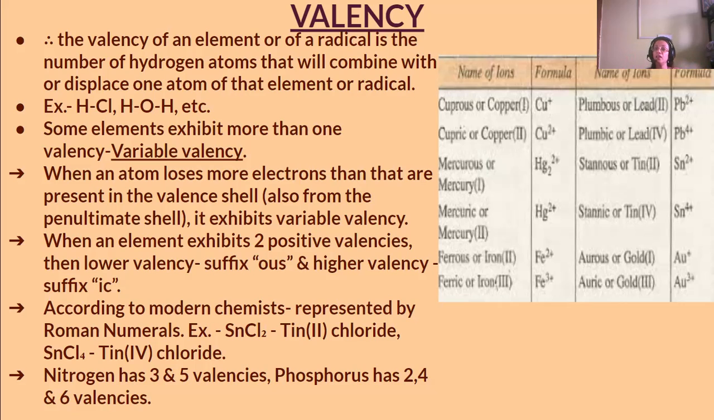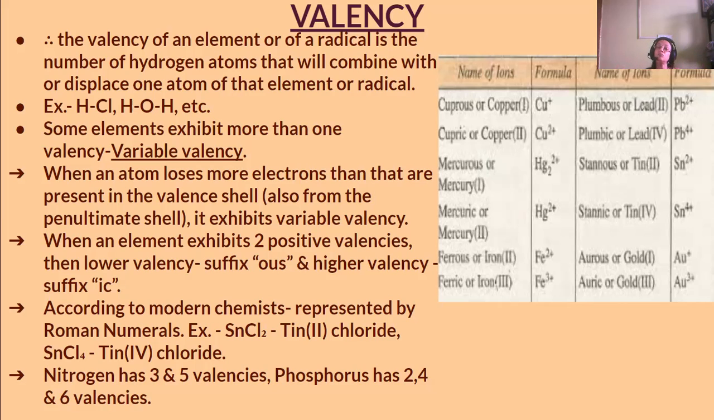Like HCl, chlorine is combining with hydrogen. With how many hydrogen atoms is it combining? The number of hydrogen atoms which is combining with chlorine to form HCl, combining with it and displacing how many atoms from chlorine. Like that, H2O also. Now again, some elements have variable valency, that is, more than one valency.